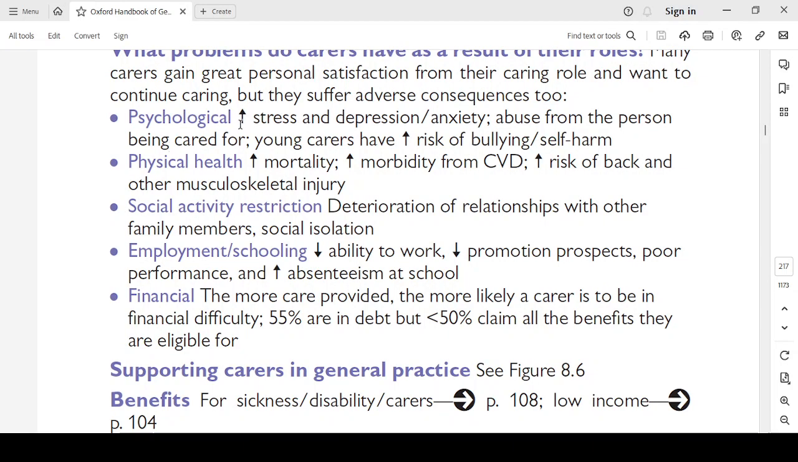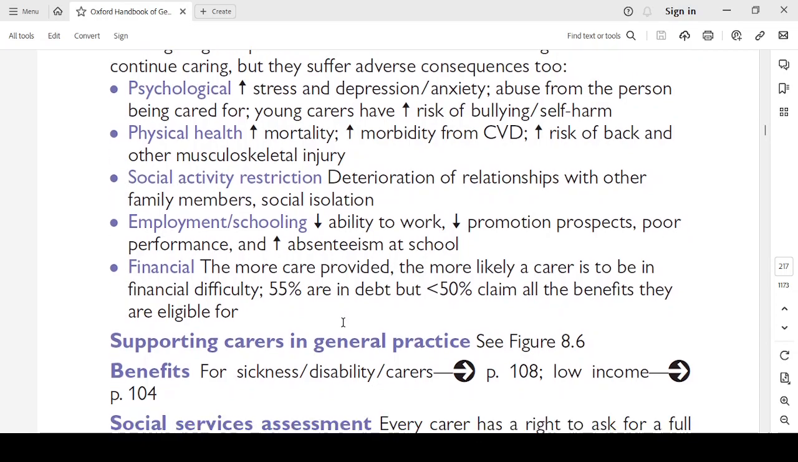Psychological: increased stress and depression or anxiety, and abuse from the person being cared for. Young carers have increased risk of bullying or self-harm. Physical health: increased mortality, morbidity from CVD, and increased risk of back and other musculoskeletal injury. Social: activity restriction, deterioration of relationships with other family members, and social isolation. Employment and schooling: decreased ability to work, decreased promotion prospects, poor performance, and increased absenteeism at school.